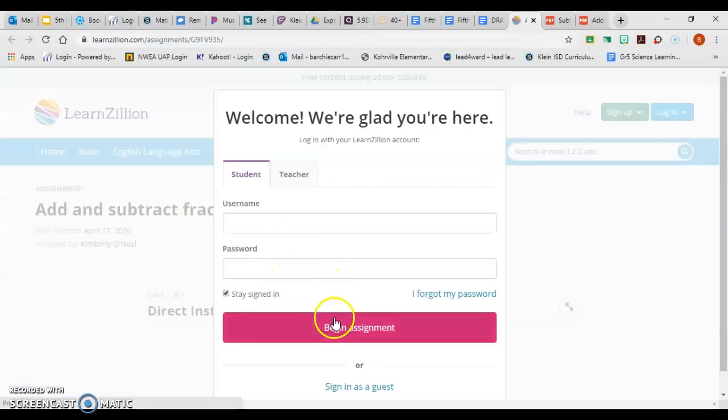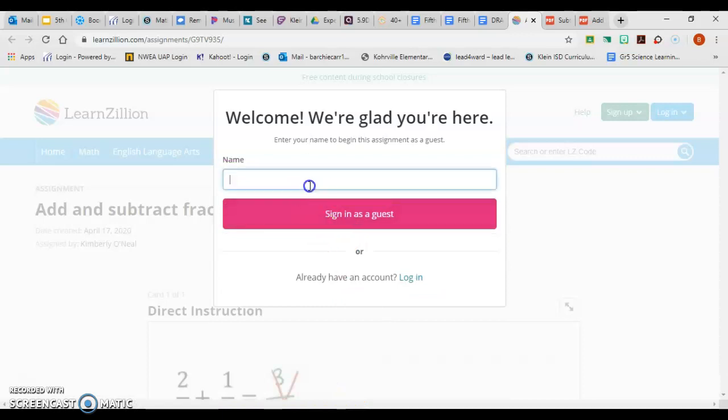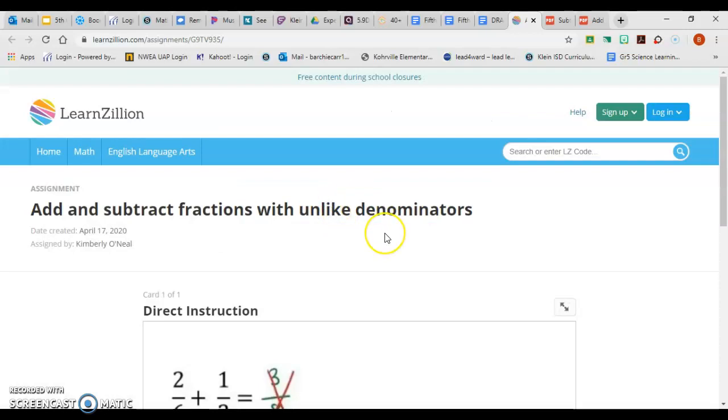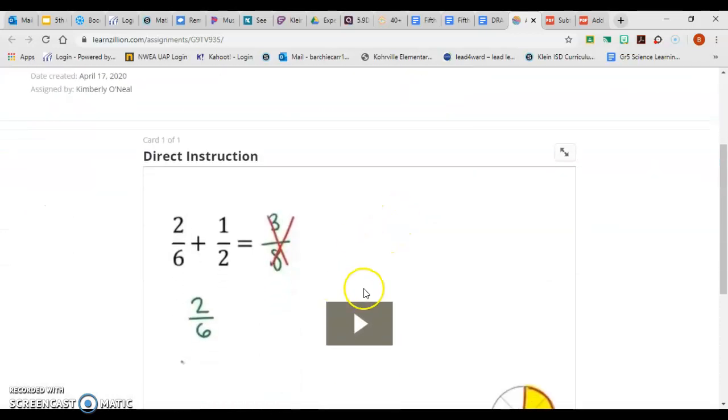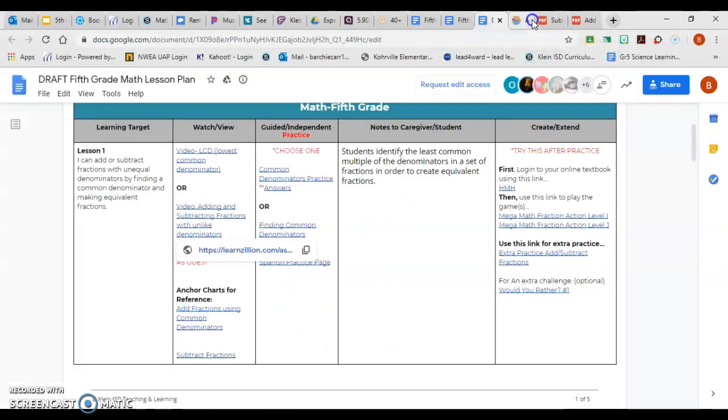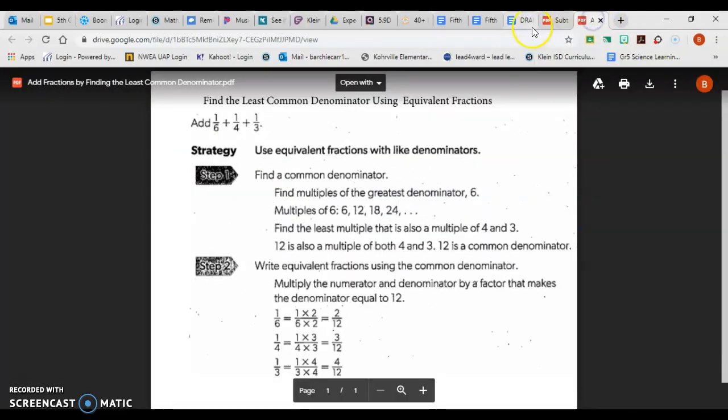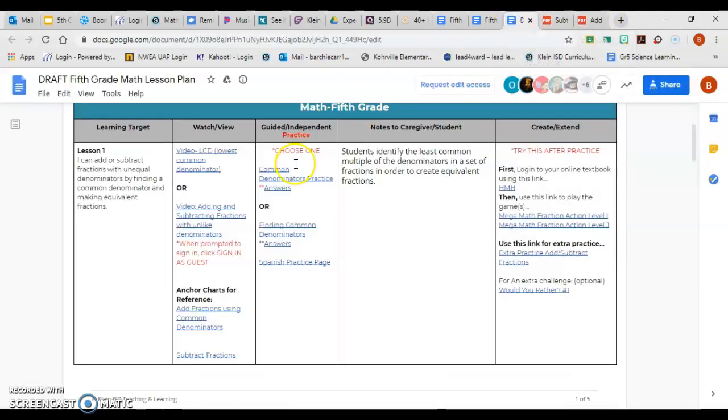So this is going to pop up. Down here at the bottom, we'll click sign in as guest. Just put your first initial only, you don't have to put your full name. Then click sign in, and now you can watch that video. You're picking one of those videos to watch, and then you're coming over here after you finish the videos. Again, keep these two tabs open to remind you of steps.